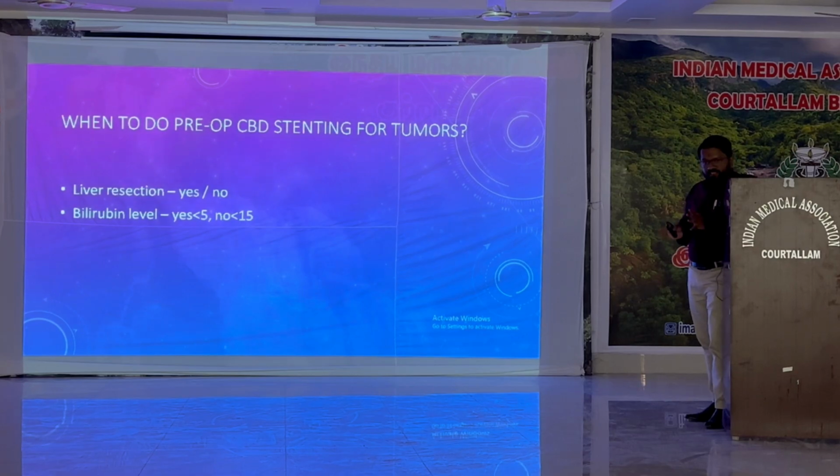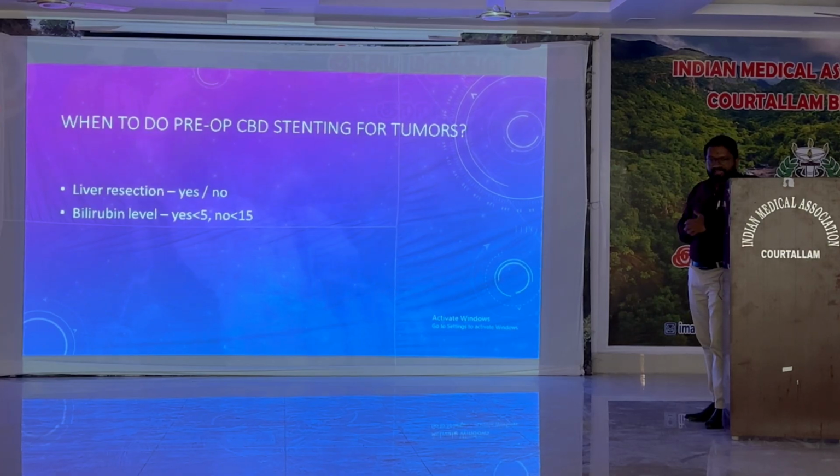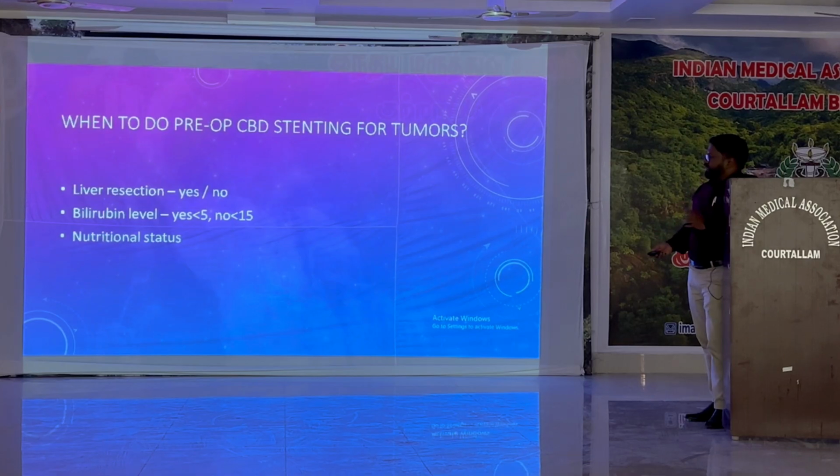If there is no liver resection involved, like a pancreaticoduodenectomy, the Whipple operation for a pancreatic tumor, there we don't have to stent every patient. If the bilirubin is less than 15, some centers use 20, some centers 15, and if the patient is well preserved and his nutrition is good, we can go for direct surgery. If the patient is nutritionally depleted, we need time to build him up, then definitely we will do an ERCP stenting.